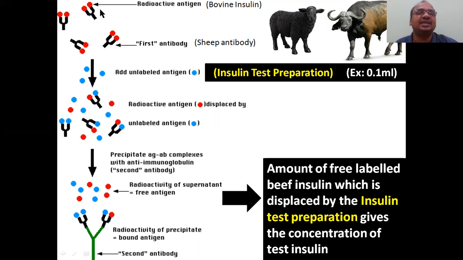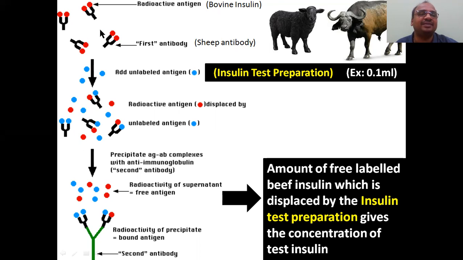Now you see, this is a radio labeled antigen. It is nothing but bovine insulin. This is an antigen, and you are injecting it into the sheep. So what happened? This prepares the antibodies. These are called antibodies. This Y shape is called an antibody. Now this is an antigen antibody complex. This antibody is from the sheep. The antigen is the beef insulin.